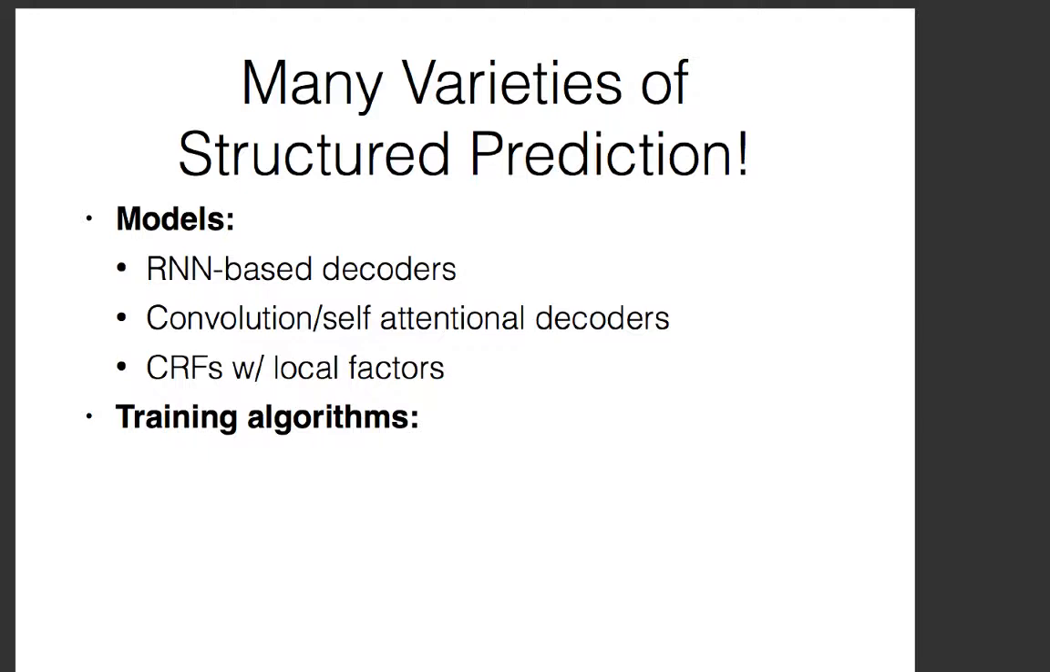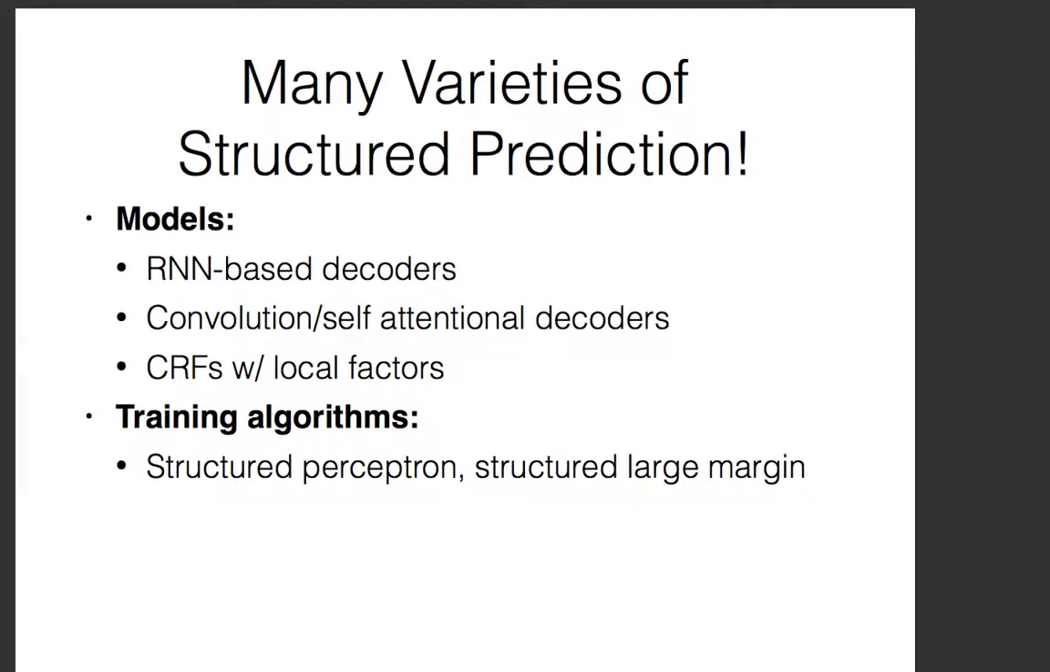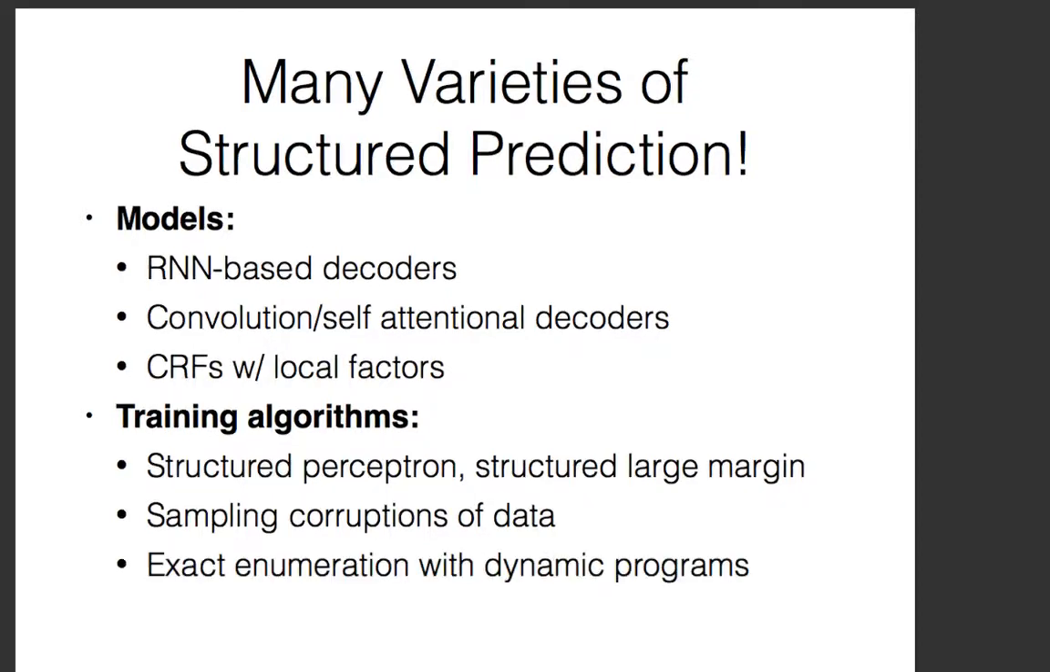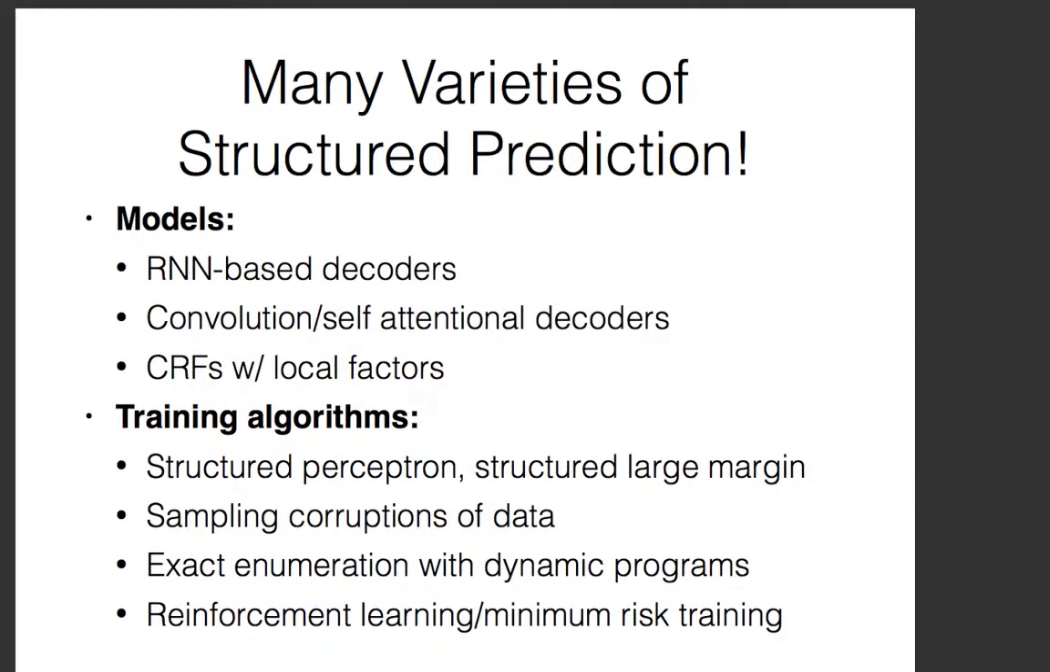For training algorithms, there's all kinds of training algorithms. Structured perceptron and structured large margin, I'm going to be talking about this class. Sampling corruptions of the data is kind of an approximation to a structured prediction algorithm, which I'll also talk about this class. Exact enumeration with dynamic programs, it's like what we use to train CRFs, and I'm going to be talking about that later. And also reinforcement learning or minimum risk training. These are also methods that you can use to train these, which I'm going to talk about later.